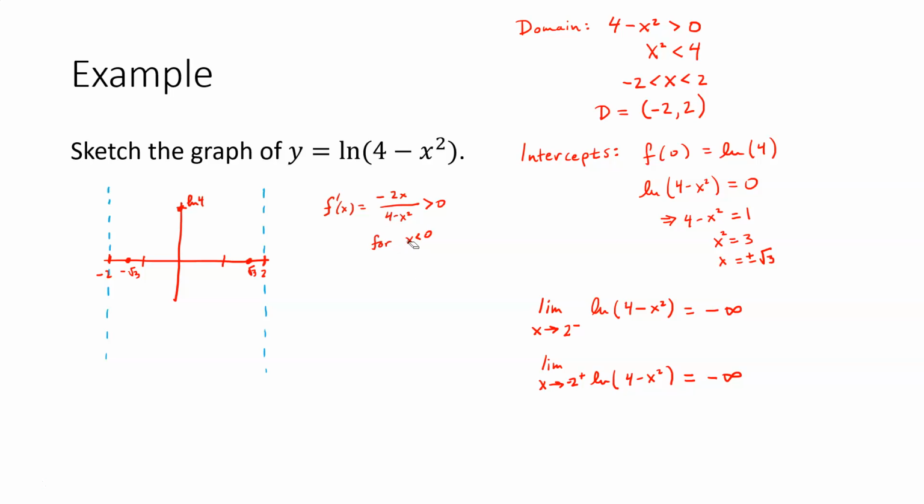And actually here, because we can't consider x that are beyond -2, this will be positive for x that are between -2 and 0. So we know it'll be increasing on that interval. And then it'll be negative for x that are between 0 and 2. So it'll be decreasing on that interval.